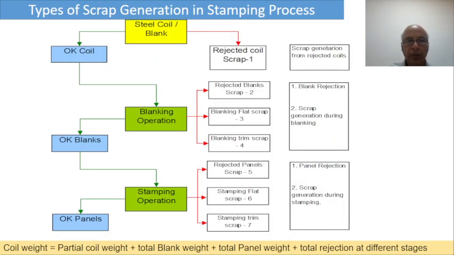In the stamping process there are various types of scrap generated at various operations or stages. Like we have rejected coil scrap, rejected blank scrap, blanking flat scrap, blanking trimming scrap, rejected panel, finished panel or WIP panel, stamping flats, and stamping trim scrap.